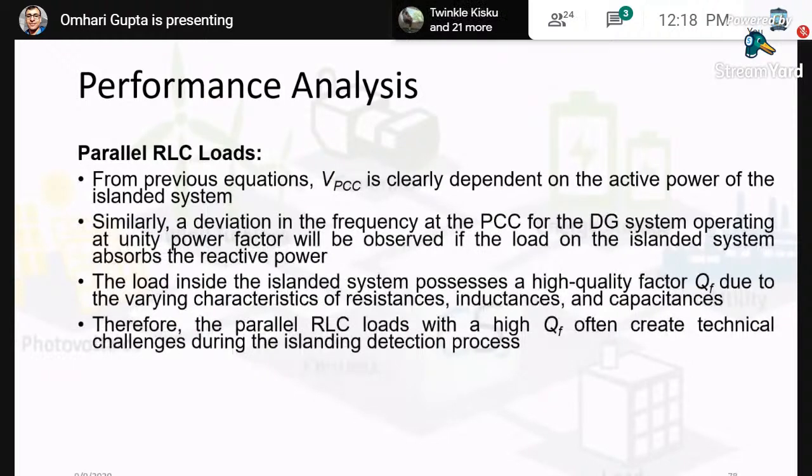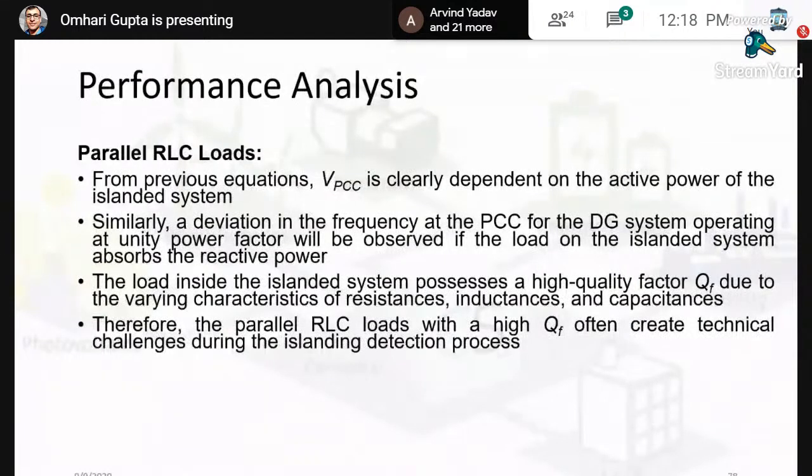Parallel RLC load: from the previous equation, the deviation in PCC voltage is clearly dependent on the active power that we have seen earlier as well. And similarly, the deviation in the frequency at the PCC for the DG system operating at a unity power factor will be observed if the load on the islanded system absorbs the reactive power. Okay, if it is not absorbing, there won't be any change in the frequency.